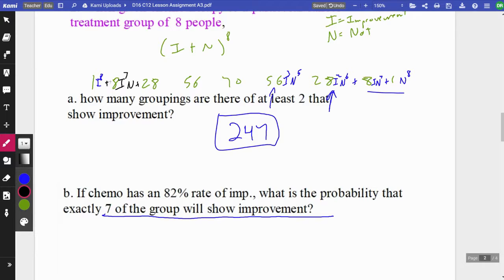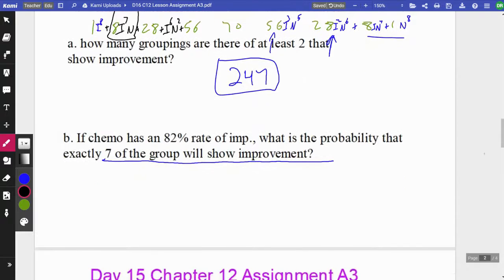Our next terms are all added together. Our next term would be I to the 6th N squared and so on. And we already found it here. How many exactly 7 shows improvement? That's this one. And it says exactly, so I'm only taking that term. This is 8 times 0.82 to the 7th. And then your N: it only says 82% chance rate of improvement, well, that means it's an 18% chance of not improving. So 18% chance right there.